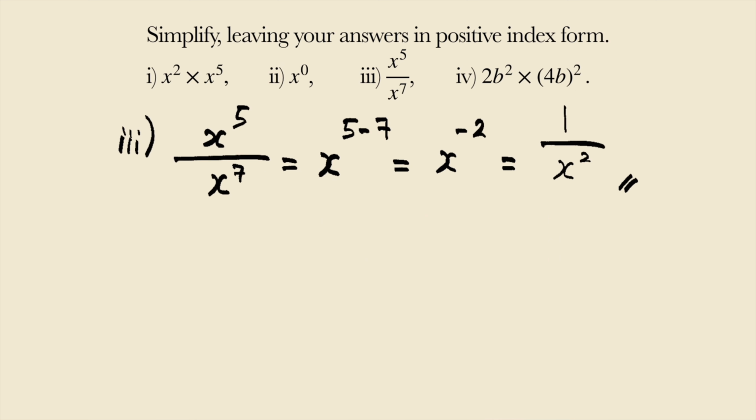For question 3, we have got x to the power 5 over x to the power 7. So the bases are the same, which means when we are dividing, we can subtract the power. So in this case, base x, and we go from top to bottom, 5 minus 7. So the result is negative 2 for the power.